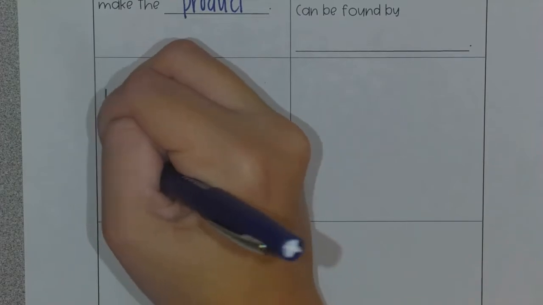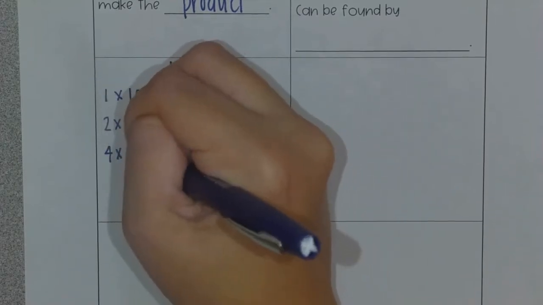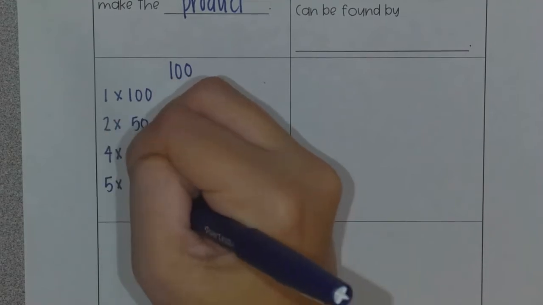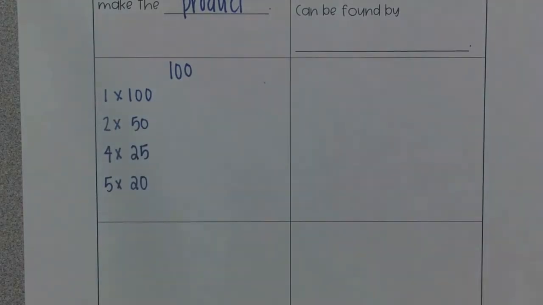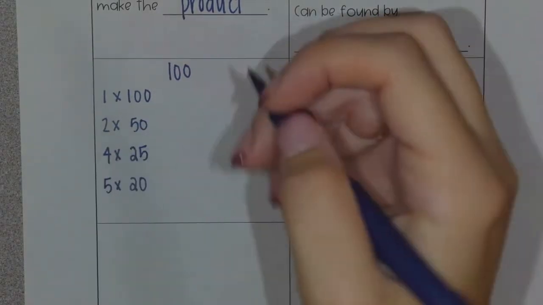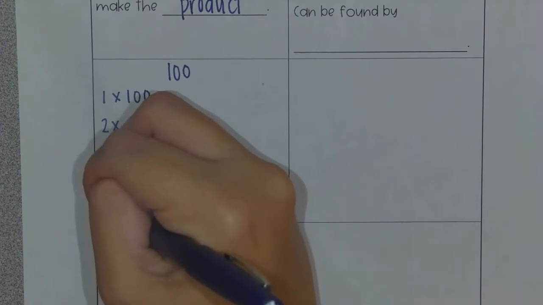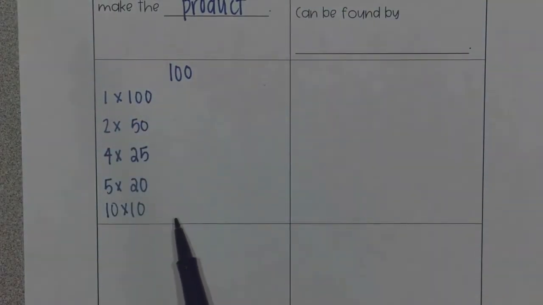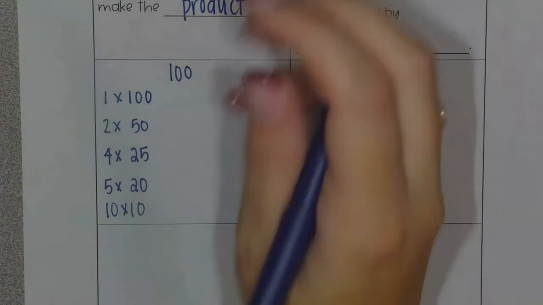So the next number to check would be 4. So 4 times 25 would get me to 100. 5 times 20 would get me to 100. It's not going to be divisible by 6. It's not divisible by 7, by 8, by 9, but it is divisible by 10. So these are all of the factors of the number 100.